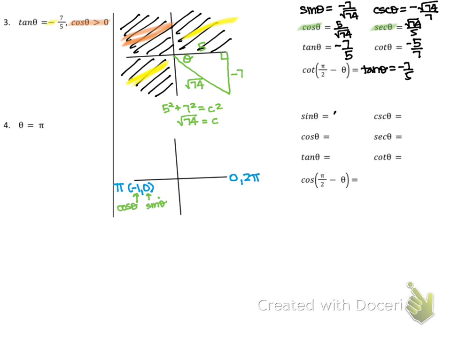So sine is 0. The reciprocal is going to be undefined. Cosine is negative 1. The reciprocal is negative 1. If I do sine over cosine, this is 0. The reciprocal of 0 is undefined. Cosine is a complementary cofunction with sine. So I take my sine answer and I put it here. Can't really do the quadrant business, the ASTC, because you're not in a quadrant, you're on an axis.